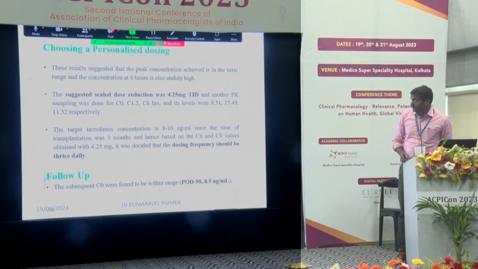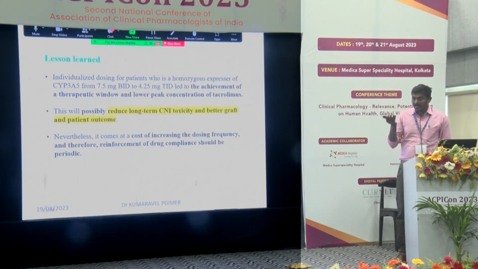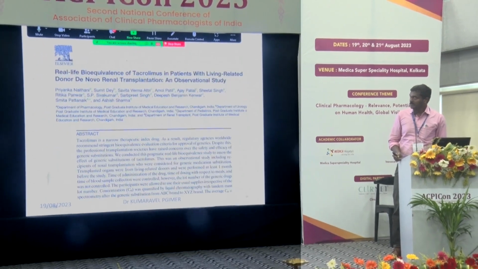These results suggest that the peak concentration achieved here is in the toxic range, and the concentration at 6 hours is also high. So we planned a dose reduction, from 7.5 milligram BD to 4.25 milligram TDS. The lessons learned from this case are individualized dosing by doing the genotyping and, based upon the PK profile, giving TDS dosing. This will possibly reduce long-term CNI toxicity and also improve the clinical outcome and graft outcome. Thank you.